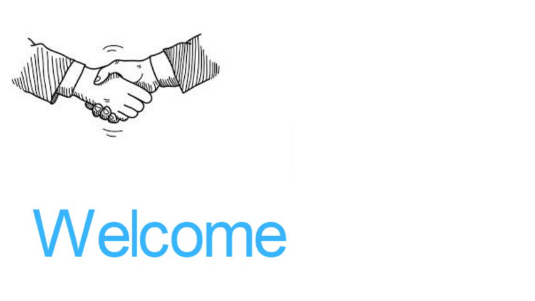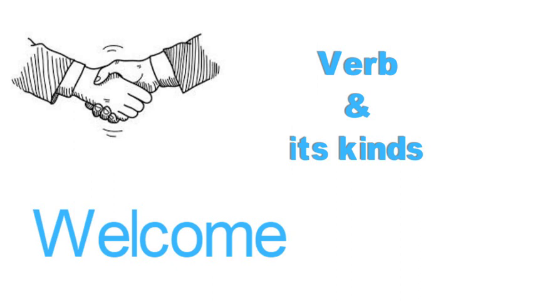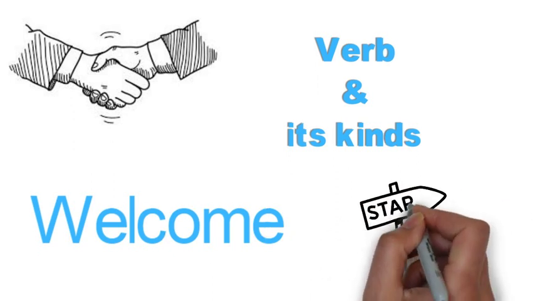In this video, our topic is verbs and their kinds. Verbs are an essential part of any language and play a vital role in forming sentences. In this video, we'll discuss what verbs are and the different kinds of verbs with examples. So let's start our video.